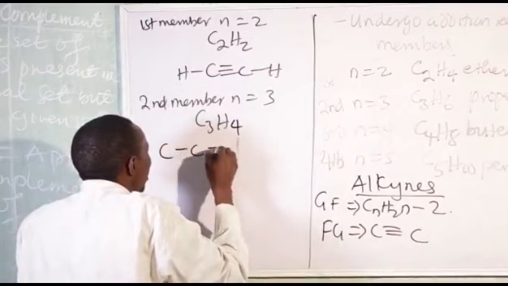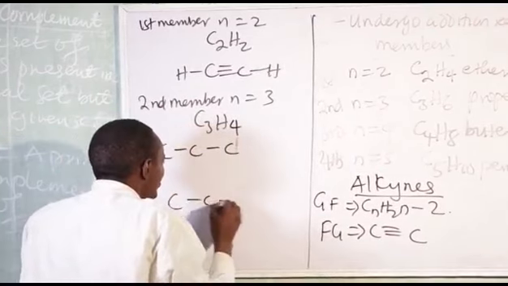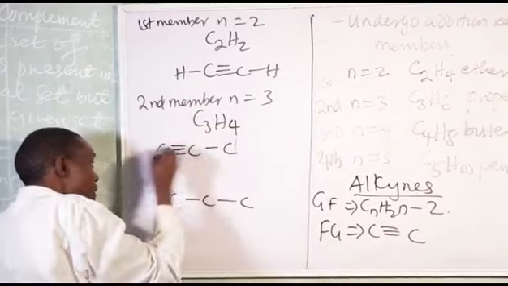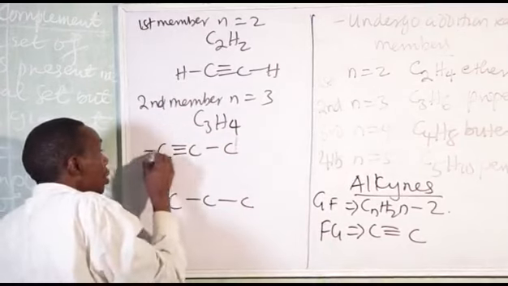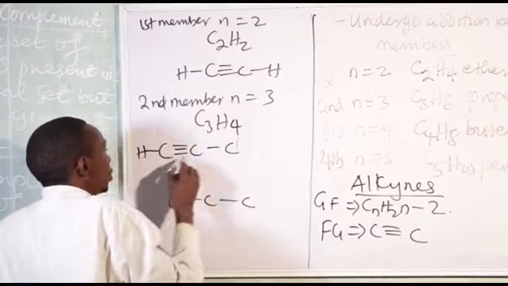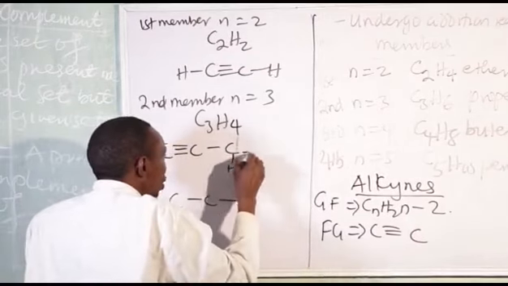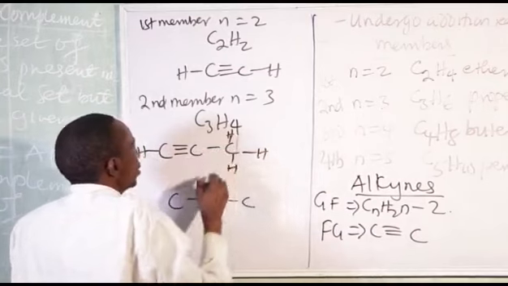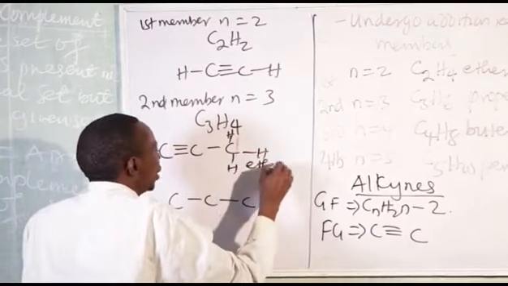Your triple bond can be anywhere between the carbons. If you place the triple bond, a carbon with 4 bonds gets its remaining bonds from hydrogen. Count 1, 2, 3, 4 with carbon. This one has 1, 2, 4. I will now have 3 hydrogens here to complete 4. This is the form of propyne.